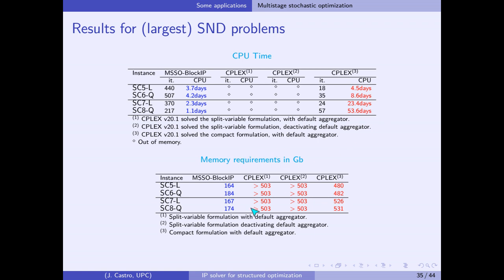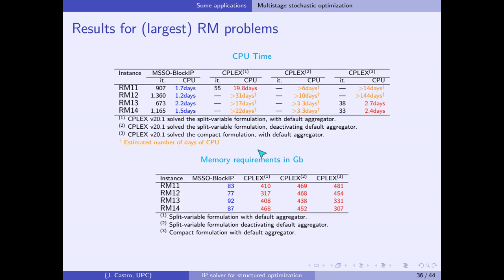If we consider the memory requirements in gigabytes, you see that the specialized algorithm never required more than 200 gigabytes, but CPLEX in some cases required more than 500 gigabytes. Okay. What about the second type of problems?